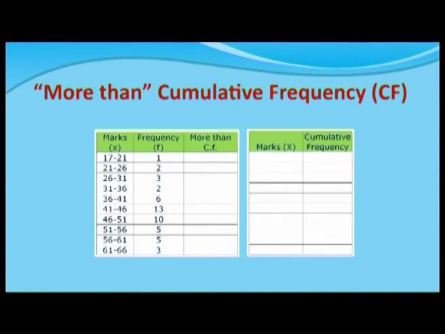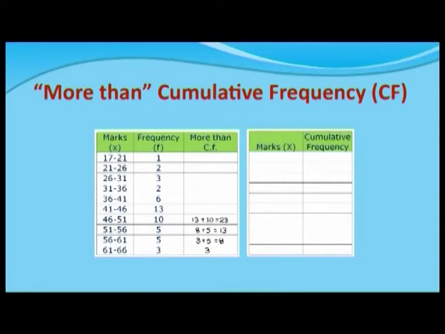We shall next explain the construction of a more than distribution for the same example. The first and the second column remain the same as in the less than scenario. The third column will show the CF for the more than scenario. In a more than scenario, we start from the highest range. The cumulative frequency for the range 61 to 66 is the same as its frequency.